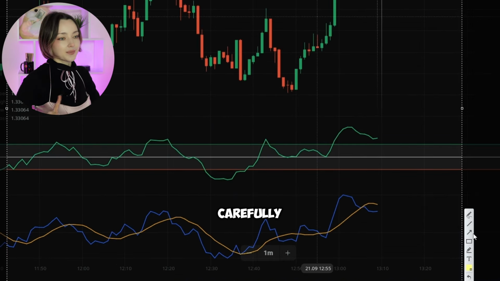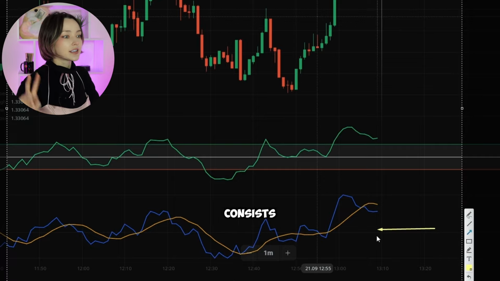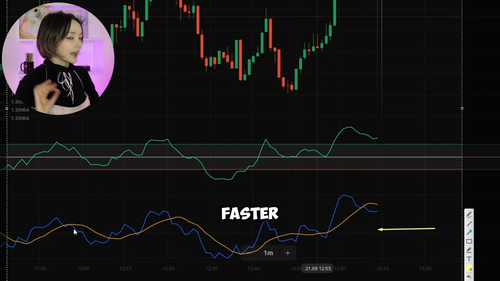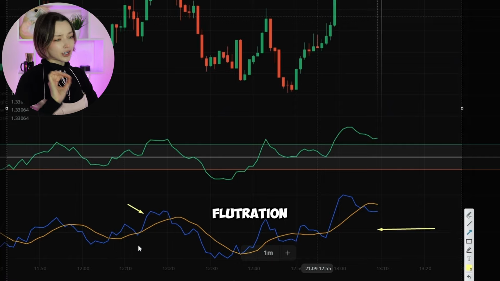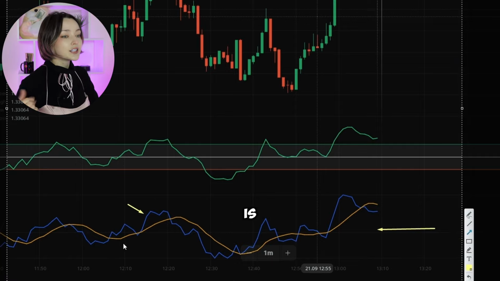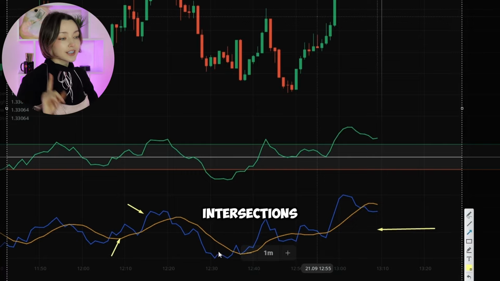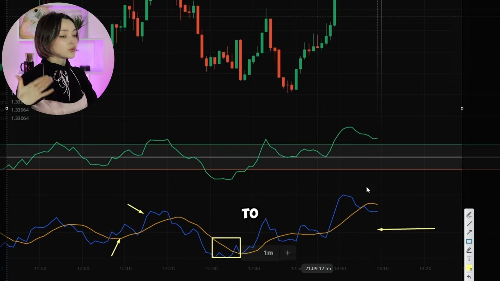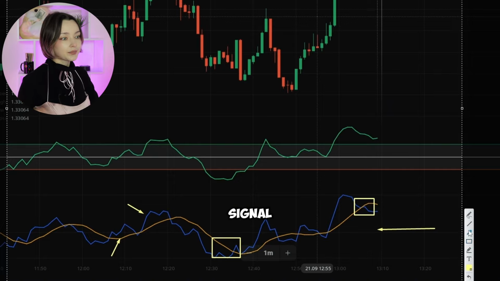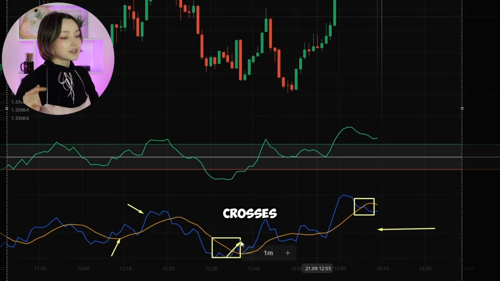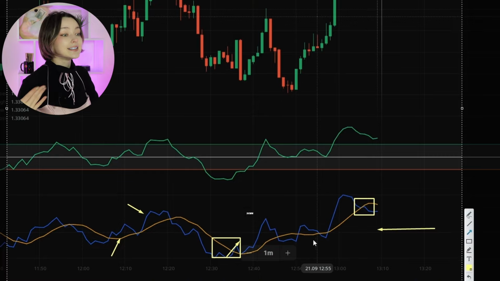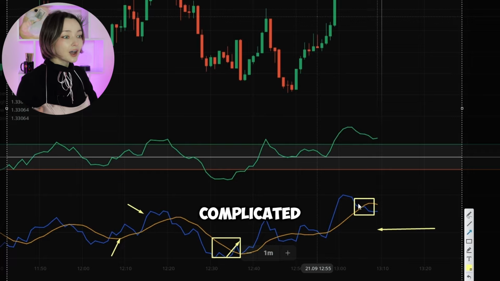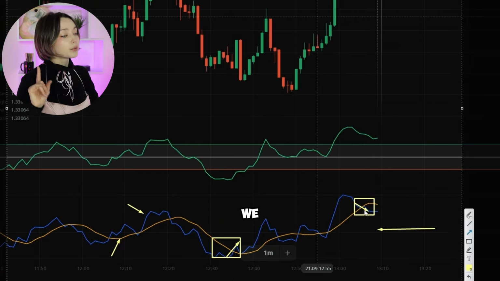Guys, listen carefully. The first indicator we're using is momentum. It consists of two lines. One line is faster and follows almost every tiny fluctuation in the chart, whereas the second line is more tendentious and slower. Our task is to pay attention to intersections of these lines. So if the blue line crosses the yellow one from bottom to top, that is an upward signal. Alternatively, if the blue line crosses the yellow one from top to bottom, that is a down signal. Pretty simple, nothing complicated.